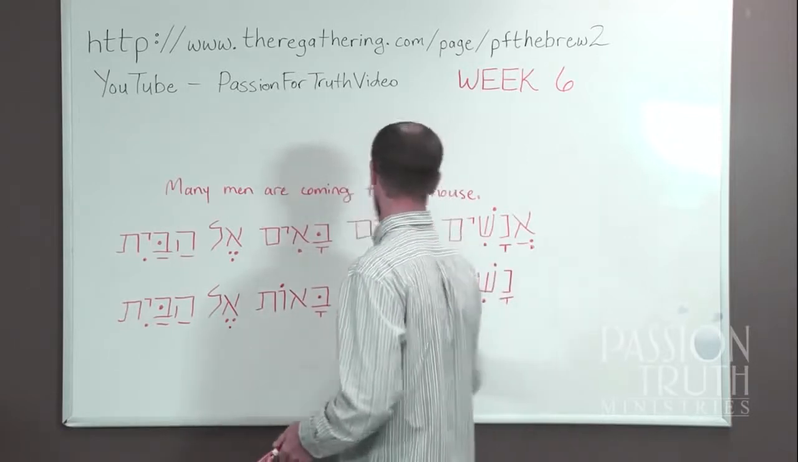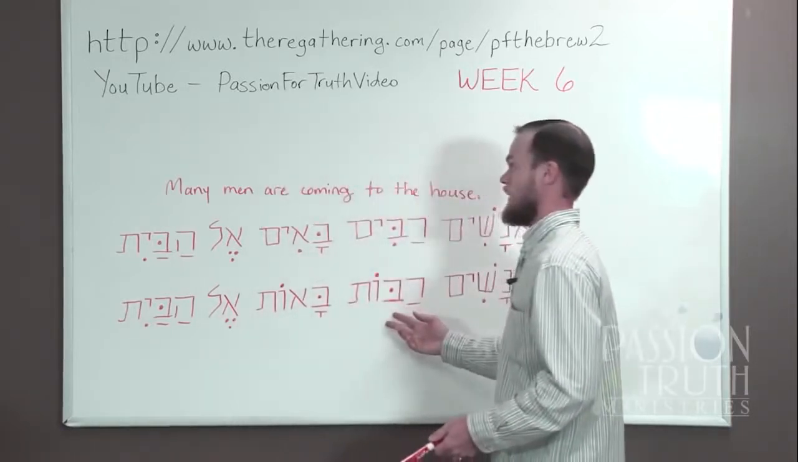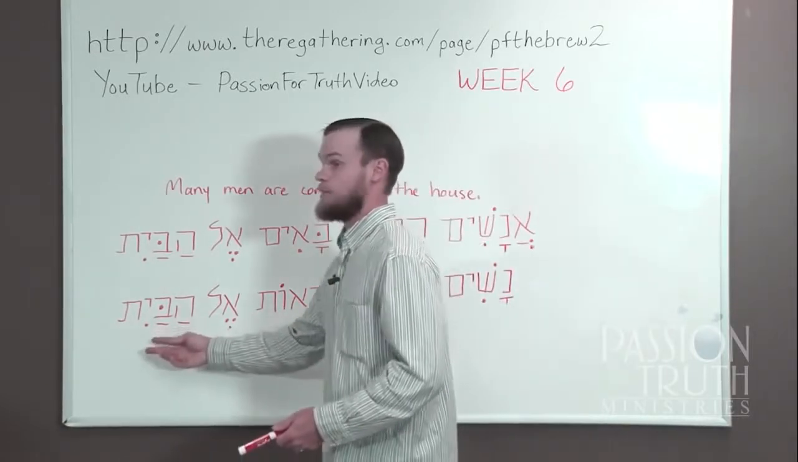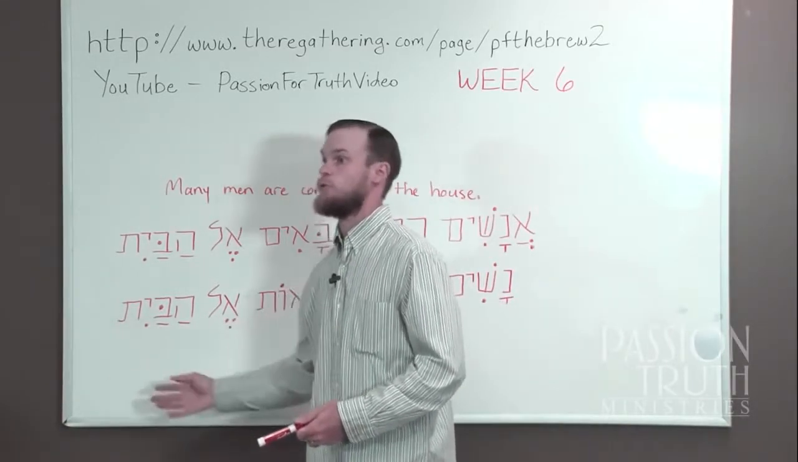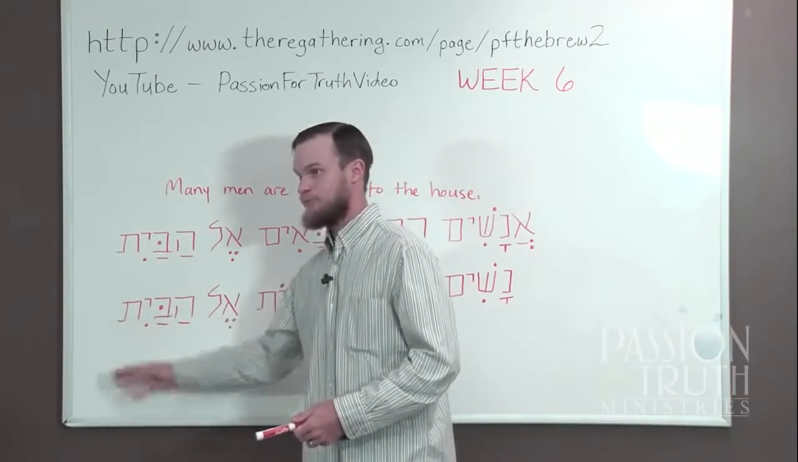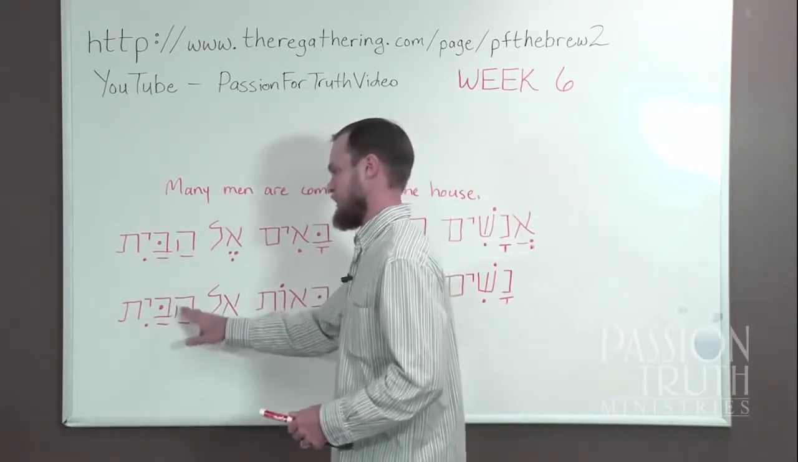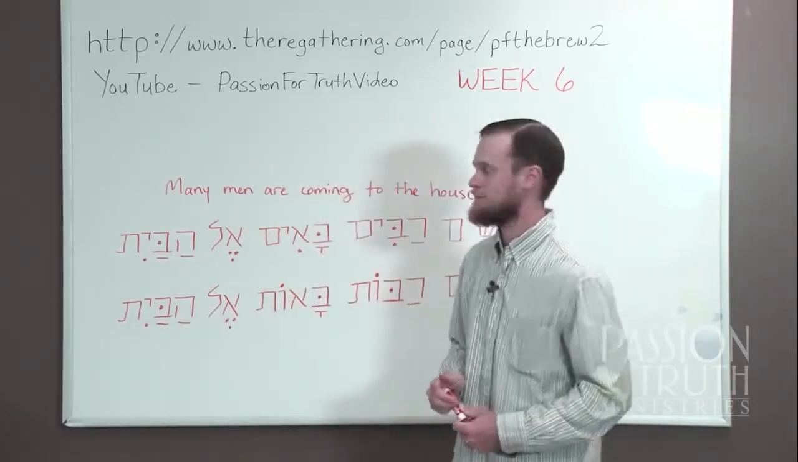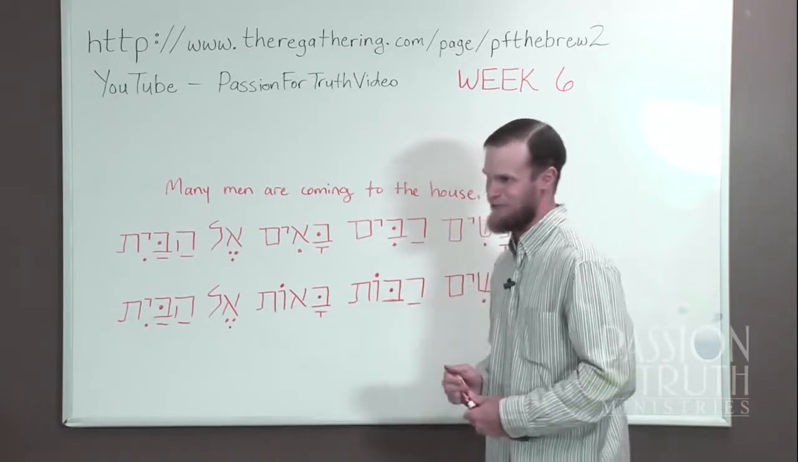Okay, so we could say Nashim Rabot, many women, ba'ot, are coming. El Habayit Hagadol, to the big house. Okay, and again, we'd have to say Hagadol because it has to match the definite article on house. So that would really bring together all of the elements.